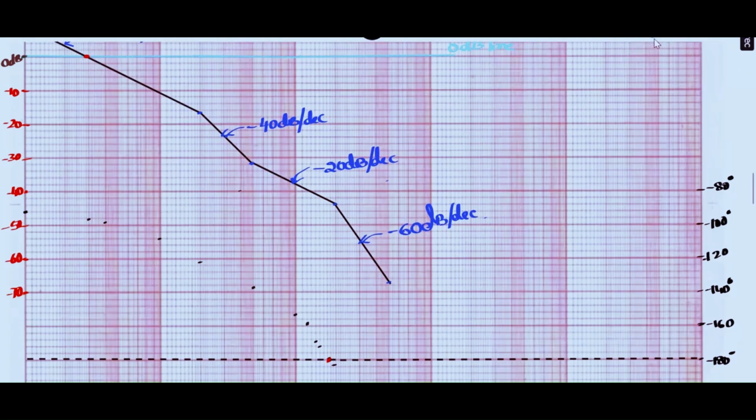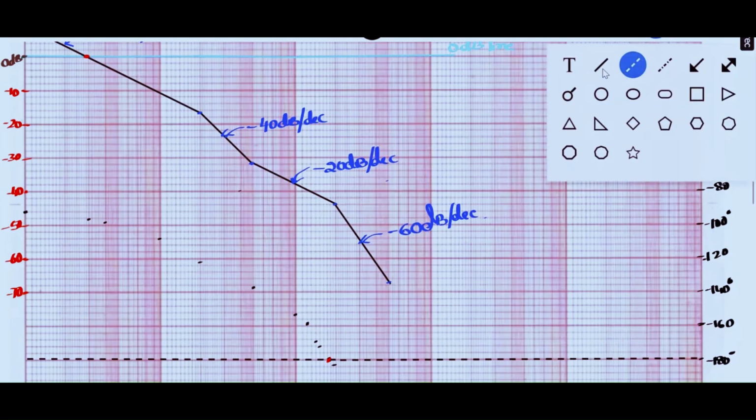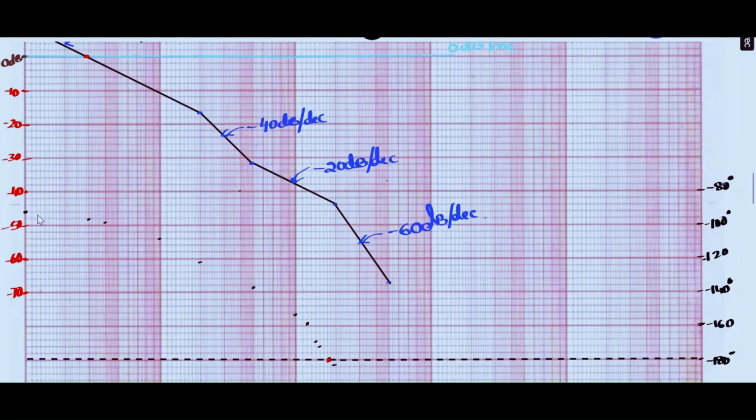To make the phase plot, I'm going to join these points. From here to this point, from here to this point, and then from here to this, and then from here to this point, and then from here to this, and then to this point and this point. Okay, fine. So this is what we have got.